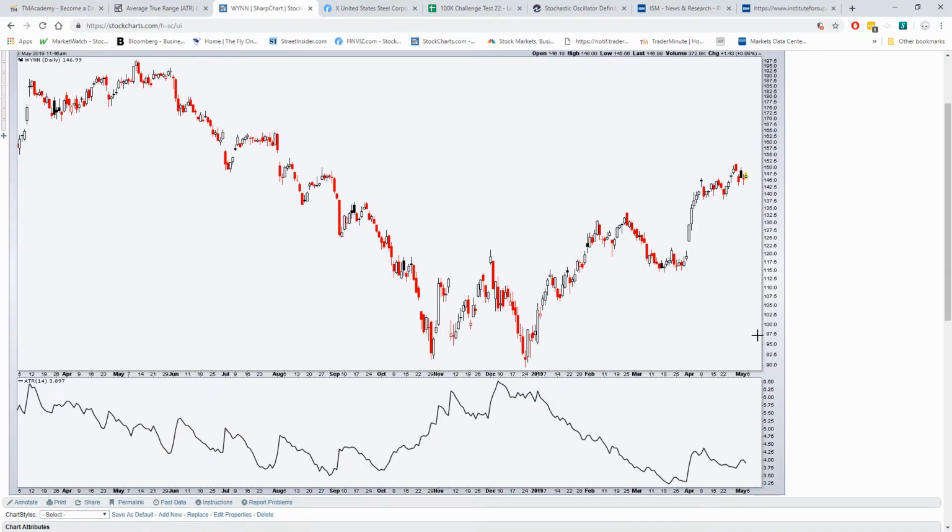Take a look at something like Wynn Resorts. Here's the average true range, as the stock has gone higher. It was actually higher, isn't it? This is something I'm watching.